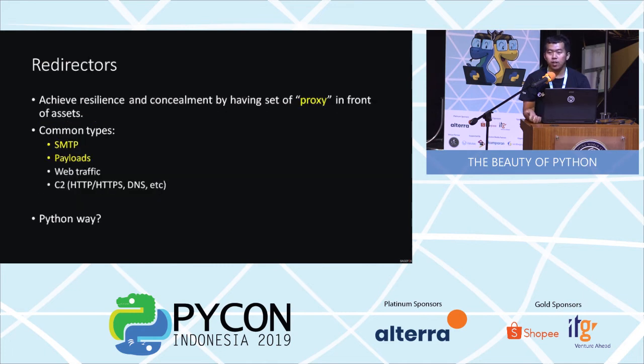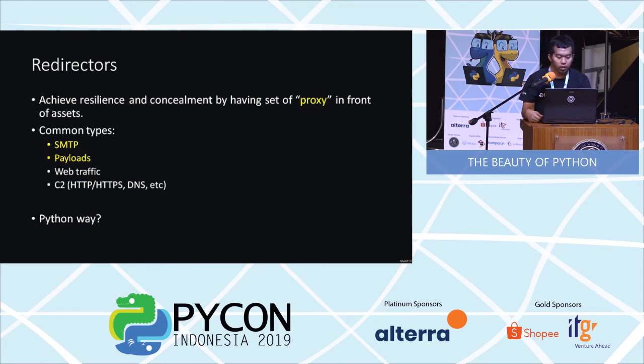And the other thing is redirectors. As red team, we don't want to be caught. No one should know that we are doing red teaming. Even the managers or even the board should not know that we are doing red team. To gain anonymity, to gain concealment, we use something like a proxy in front of our assets to redirect the traffic, like when a victim clicks something and it redirects to our server, but the blue team does not know where the real server is. Common types are web traffic and payloads, and we use Python with traffic, or use some proxy to redirect the traffic to our server.